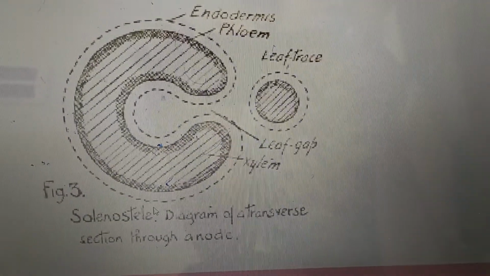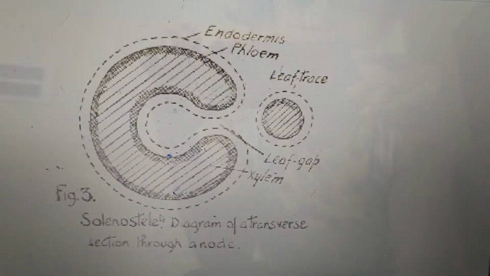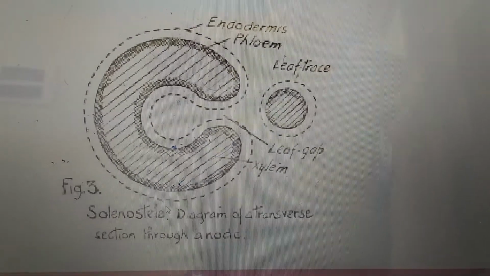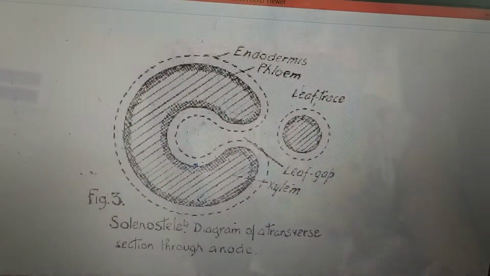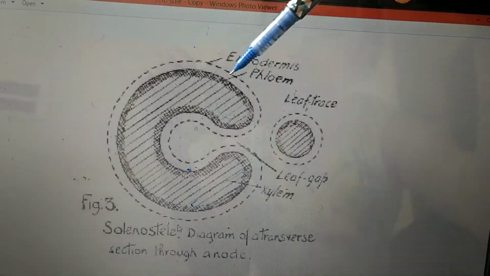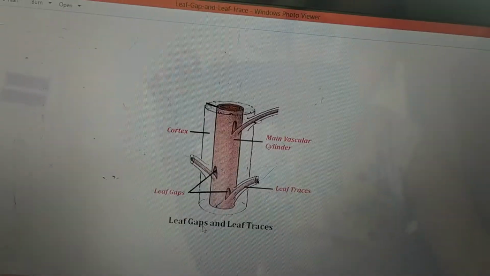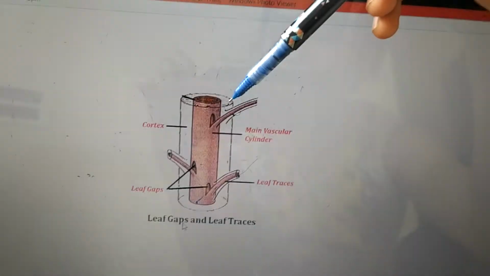To continue again with the stellar types and its evolution in pteridophytes, we will be speaking about a leaf trace and leaf gap in this session. So this is a region of a node. We have a vascular bundle. We have the vascular cylinder in the nodal region.